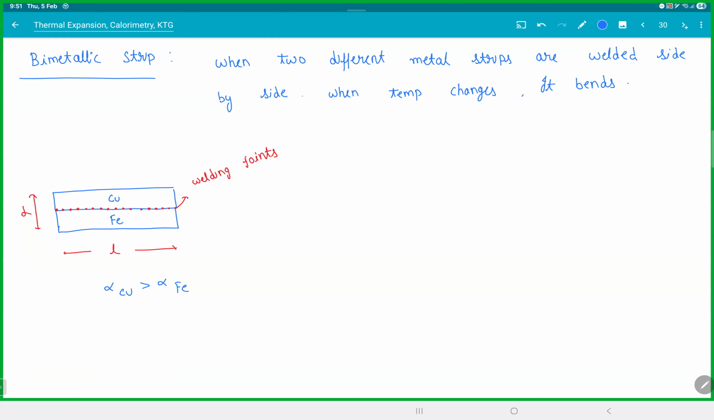If the copper has to be longer than this, then when temperature increases, copper's length will be more than iron. Length of copper is greater than length of Fe, so it will bend like this. The copper will become the outside, iron will become the inner side. So the only way they can be together without breaking the points is by bending, because when you bend, the outer layer will have more length for the same angle.